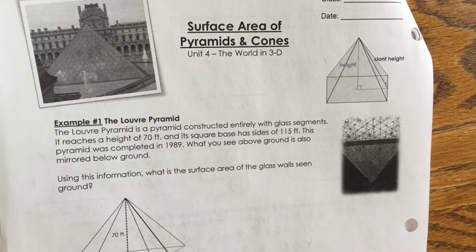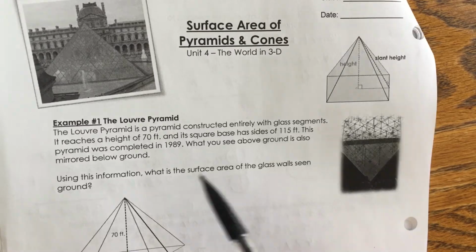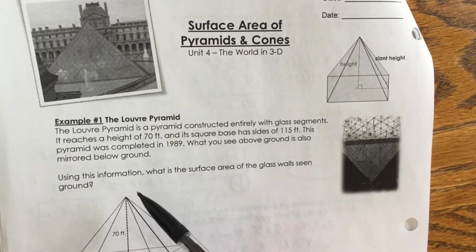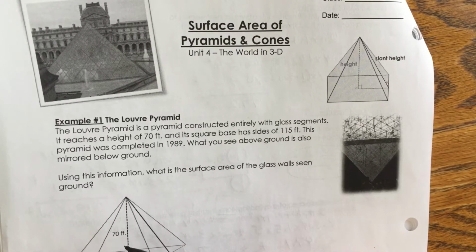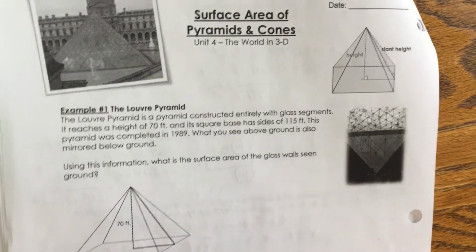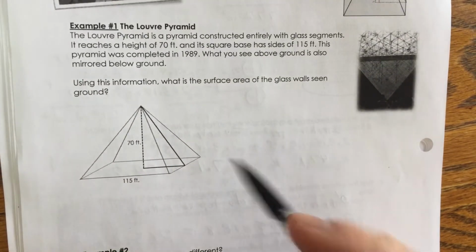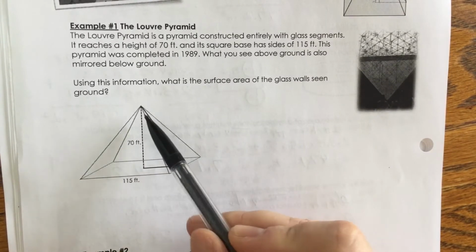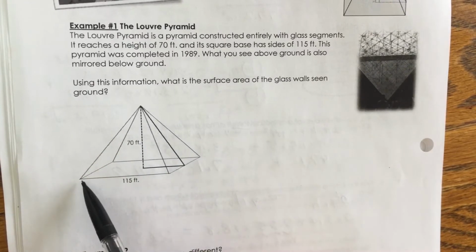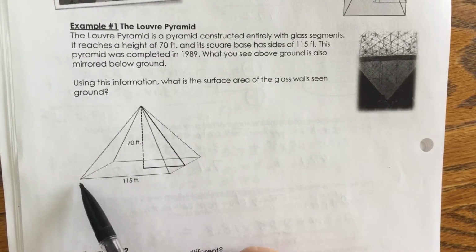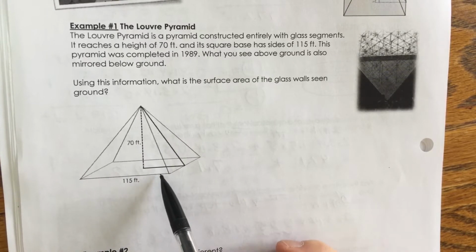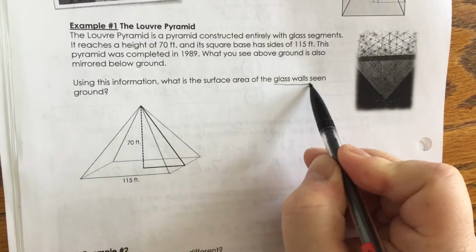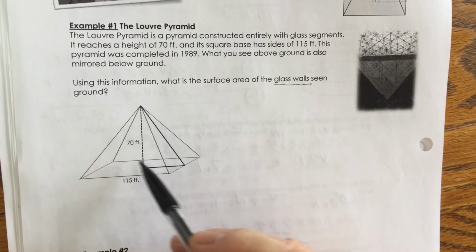Let's try a couple of examples. First example is a pyramid that exists in France, and it's a museum called the Louvre. It's made out of glass, and the dimensions of one of the pyramids in the Louvre has a height of 70 feet and a base of 115 feet. Now, if we're to find the surface area of the glass walls, so that would be just the 4 triangles, not the floor.